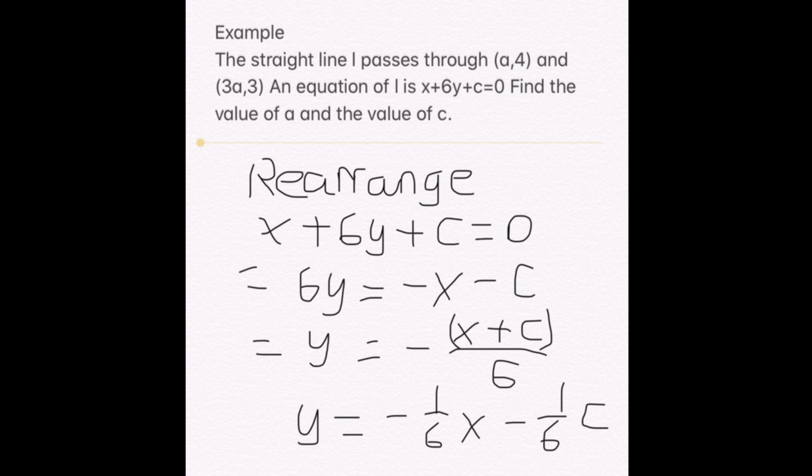Now you know the value of a, then you just have to substitute into the coordinates of the points and you will get the 2 points, which are (3, 4) and (9, 3). Then you just choose either point and substitute it into the equation x plus 6y plus c, and you will find the value of c to be negative 27.